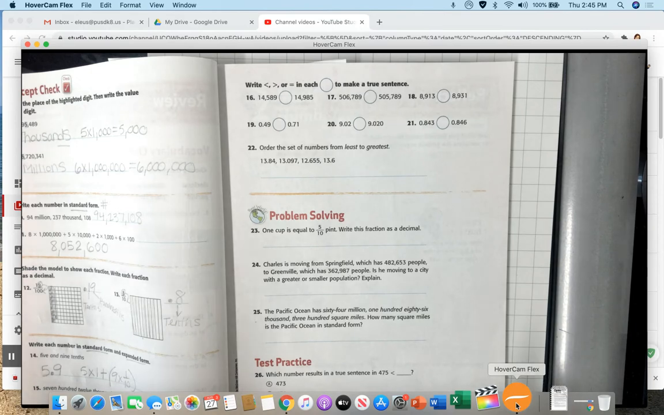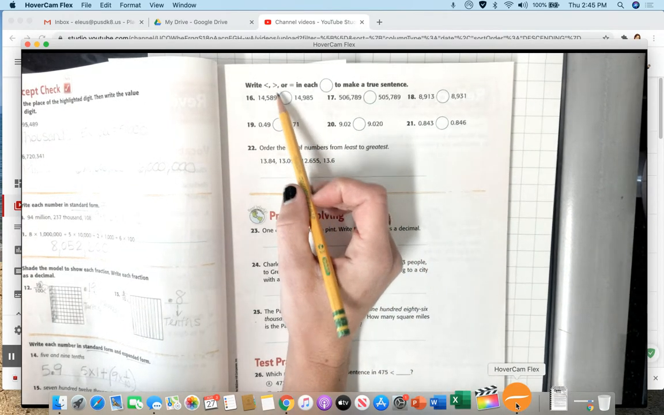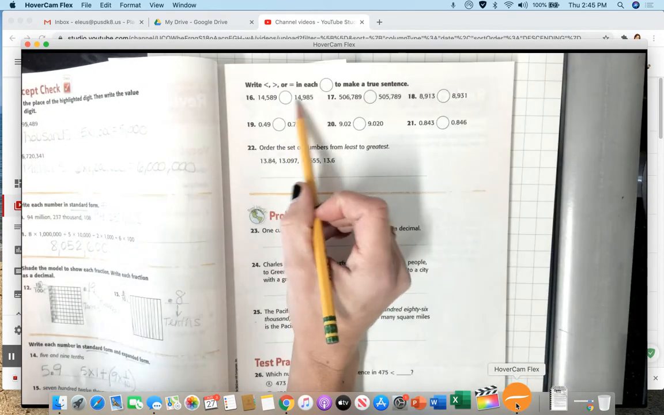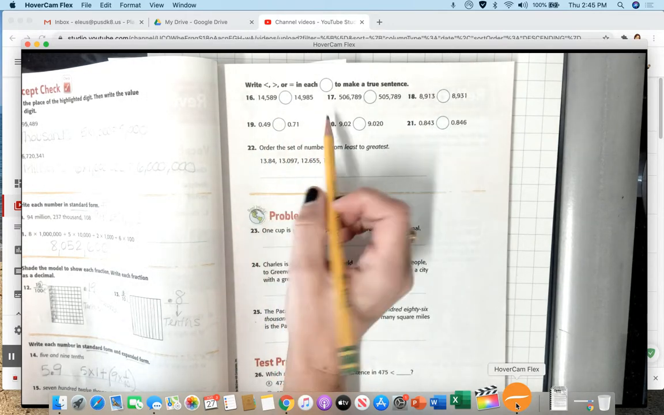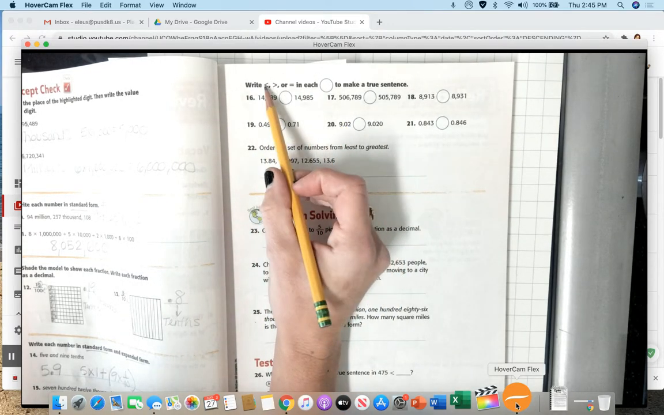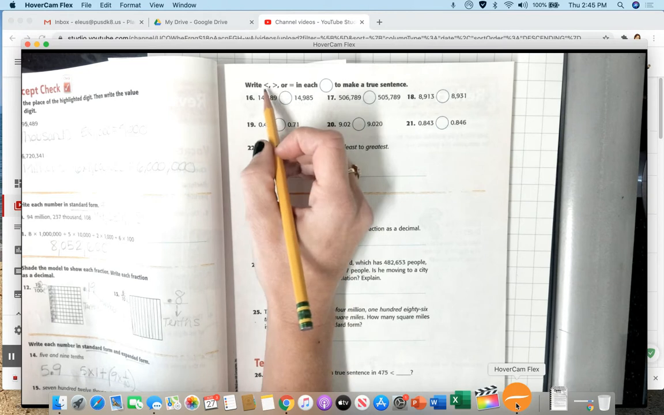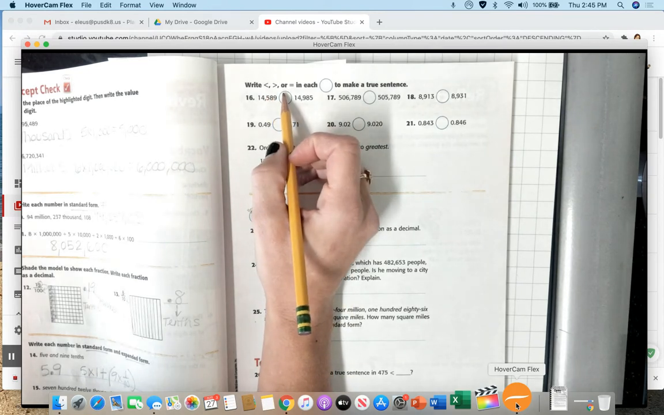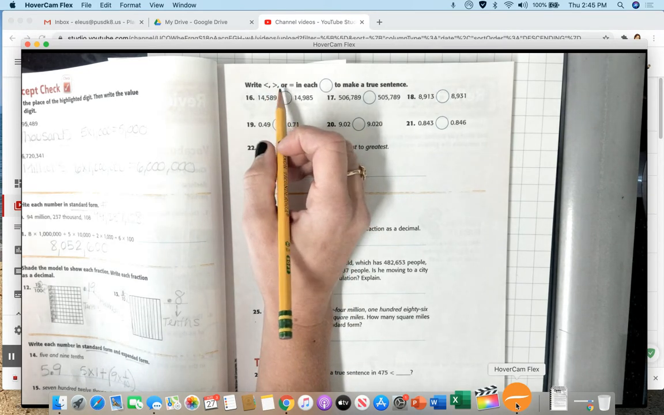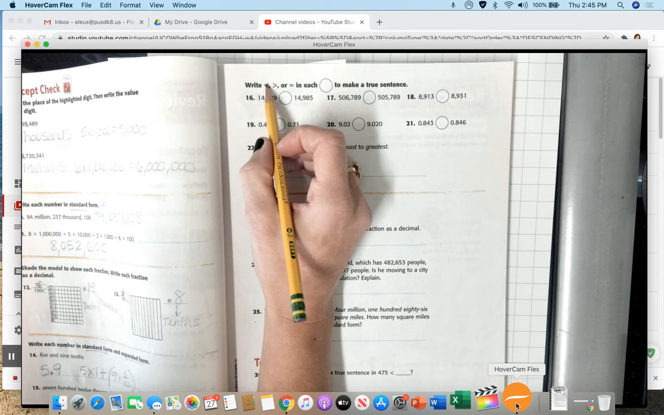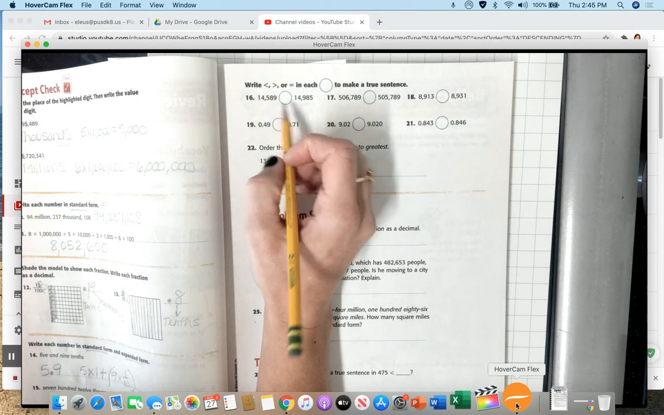All right, so right now we are going to compare some numbers. Some of them are whole numbers, some of them are decimals. Remember, we read these left to right, and you need to make sure you're putting in the correct symbol. A nice little hint is that the alligator mouth should face towards the bigger number.